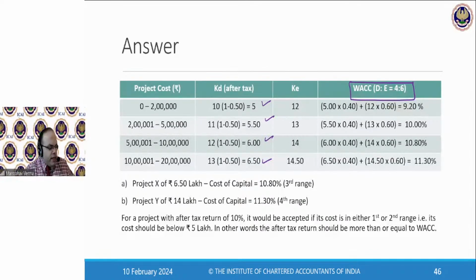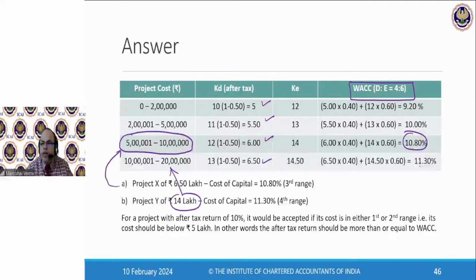I think it's a very, very straightforward interpretation because we are talking about that cost remains the same in between these ranges. So if my project is, let's say, 6 lakhs, 8 lakhs, 9 lakhs, that means project X is 6.5 lakhs, which falls under range third, wherein my cost of capital is coming out to be 10.8%. So that's my answer. Similarly, project Y of 14 lakhs, that falls under the last range, last slab.